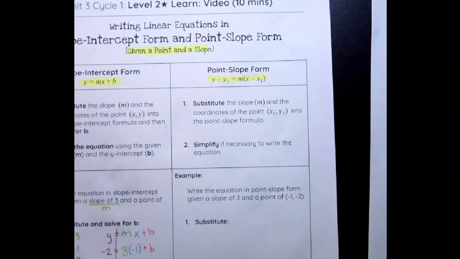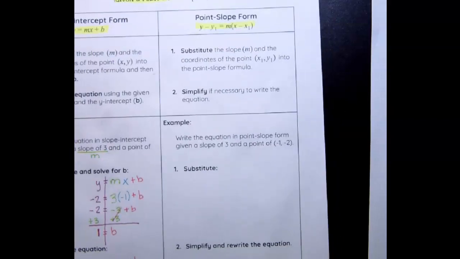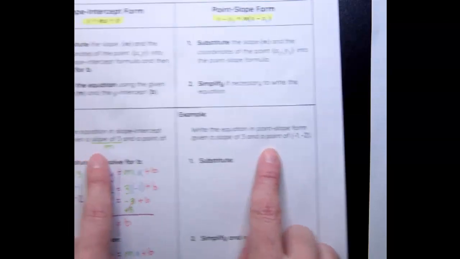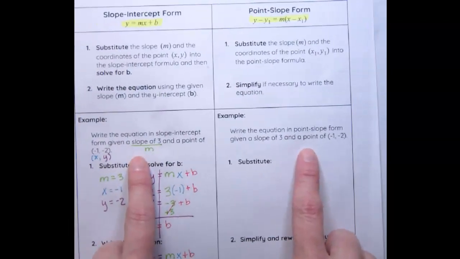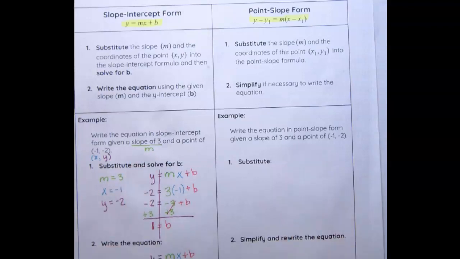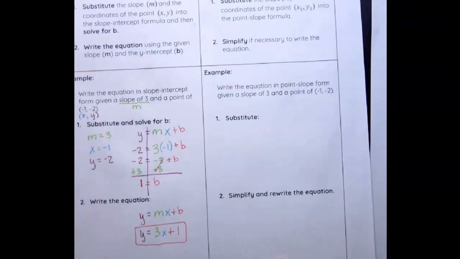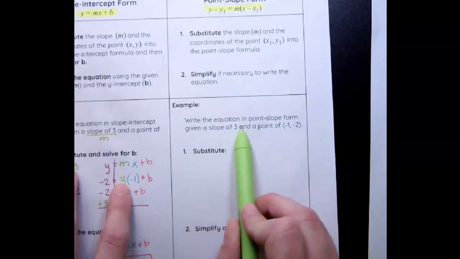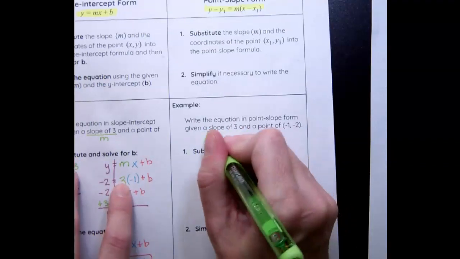So let's get started on this. And we are actually using the exact same information as we did on this example so that you can see how you can write equations for the same line differently. So this one is in slope-intercept form. This new one will be for the same line, but in point-slope form. So we're going to substitute first, all right? So we're going to write the equation in point-slope form given a slope of 3.